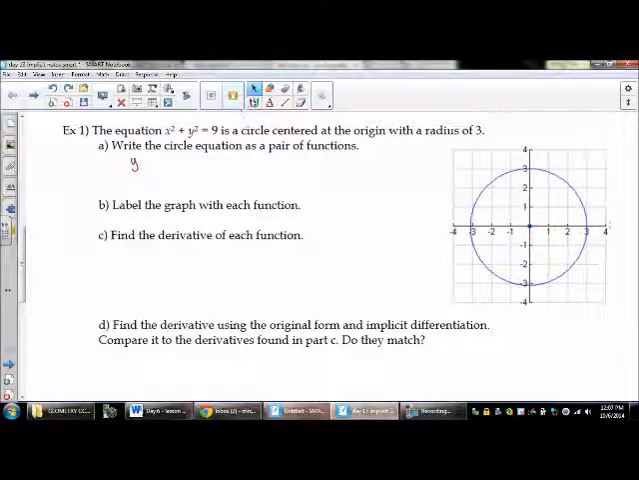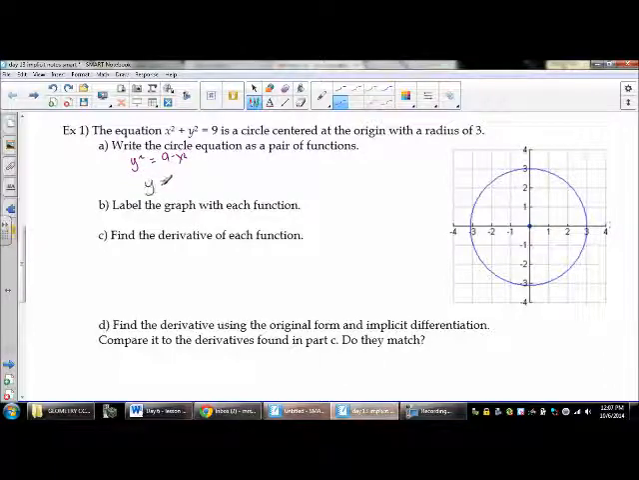So I have y squared equals 9 minus x squared. And then if I solve for y, I have y equals plus or minus the square root of 9 minus x squared, right? So that's really not a big deal. And if I want to label the graph with each, then this would be the positive square root of 9 minus x squared, and then this would be the negative square root of 9 minus x squared. And that's all fine and dandy.